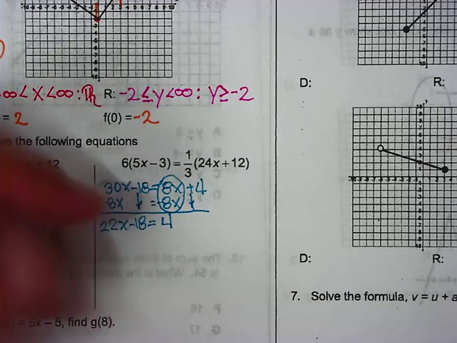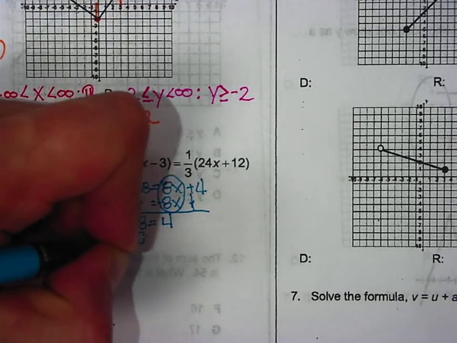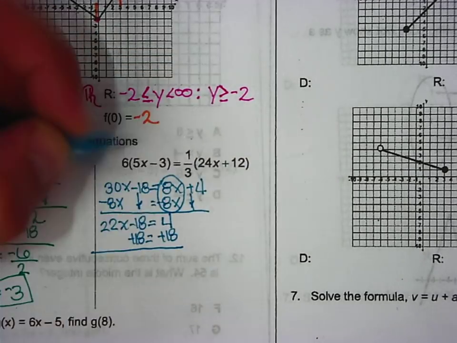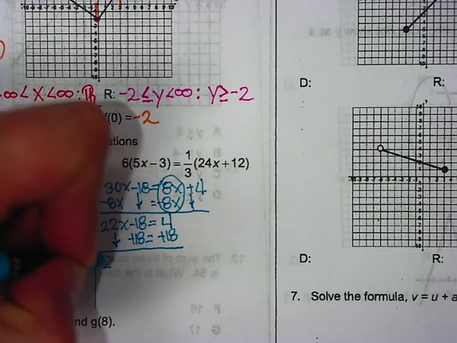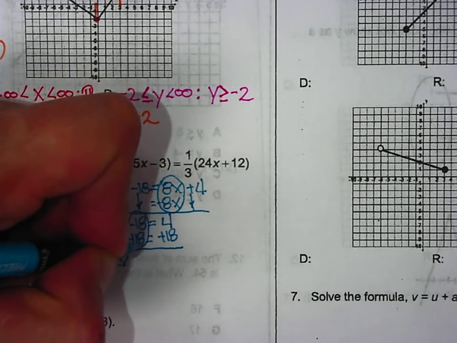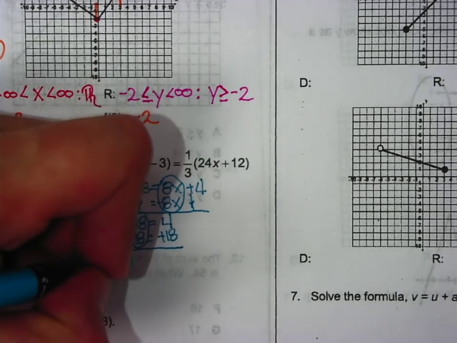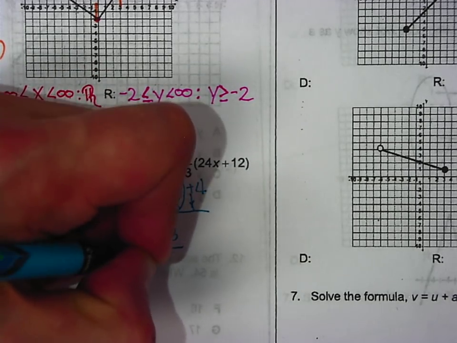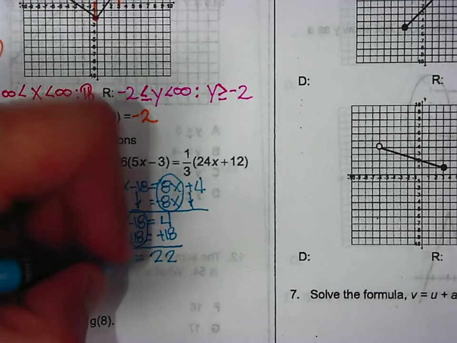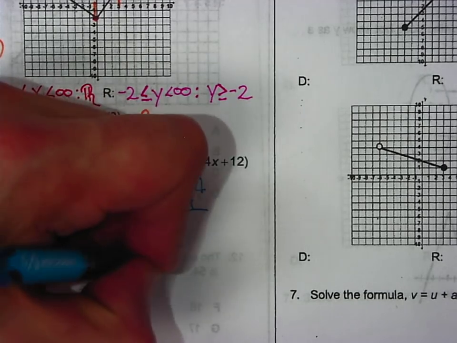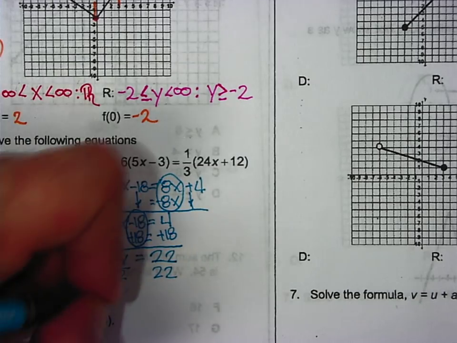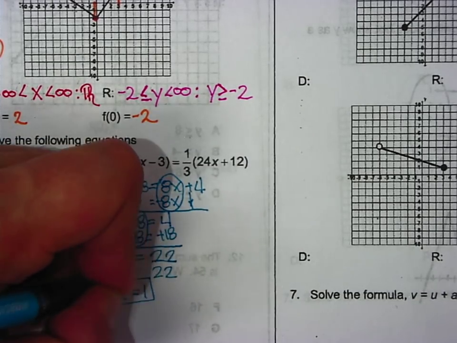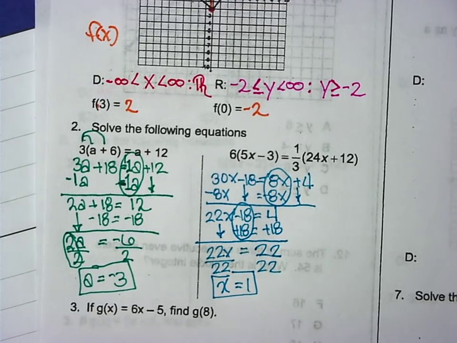Now I'm going to add 18 to both sides, just using the same methods we learned when we solved two-step equations. My 22x falls down. My minus 18 and plus 18 equals 0. 4 plus 18 is 22. Now I have 22x equals 22. I divide everything by 22. Nice, easy math. I have 1x on the left. 22 divided by 22 is 1. And those are my two answers there.